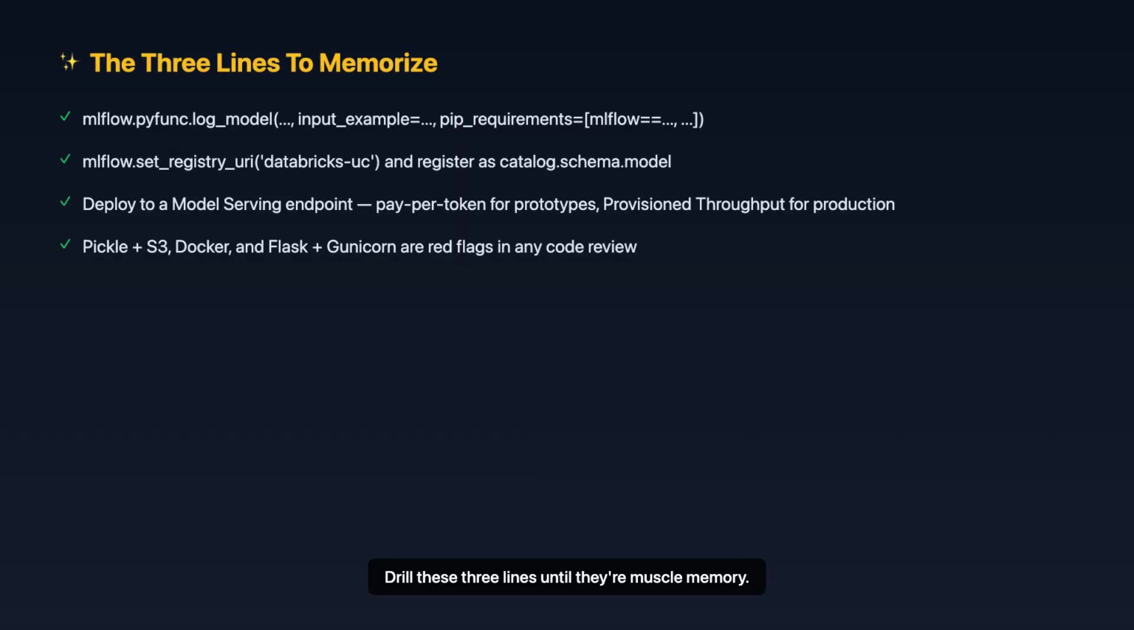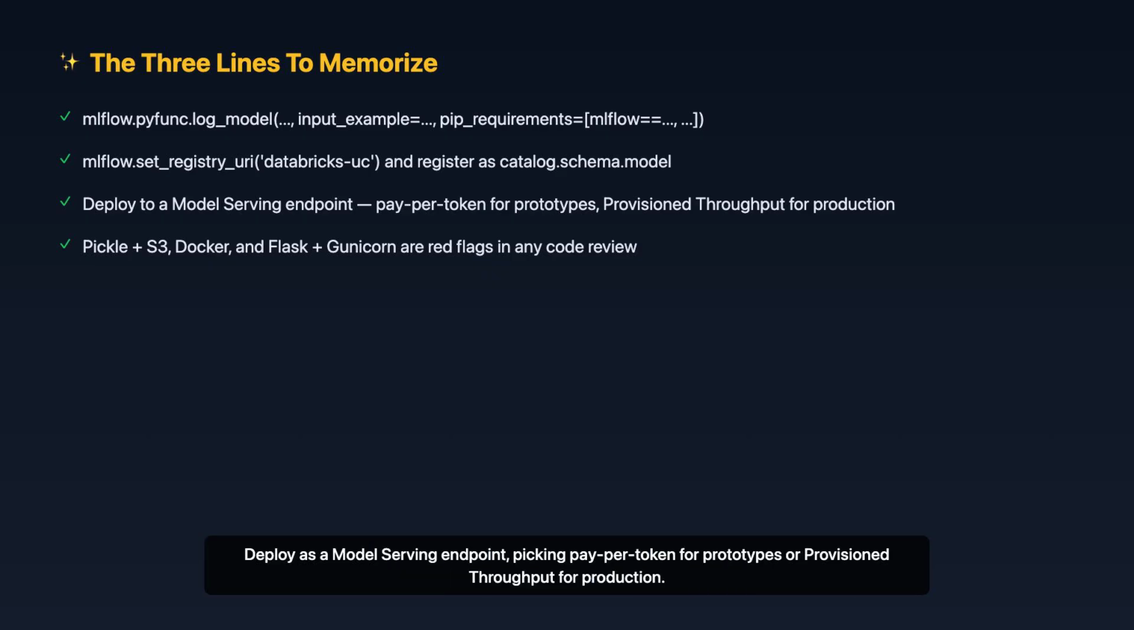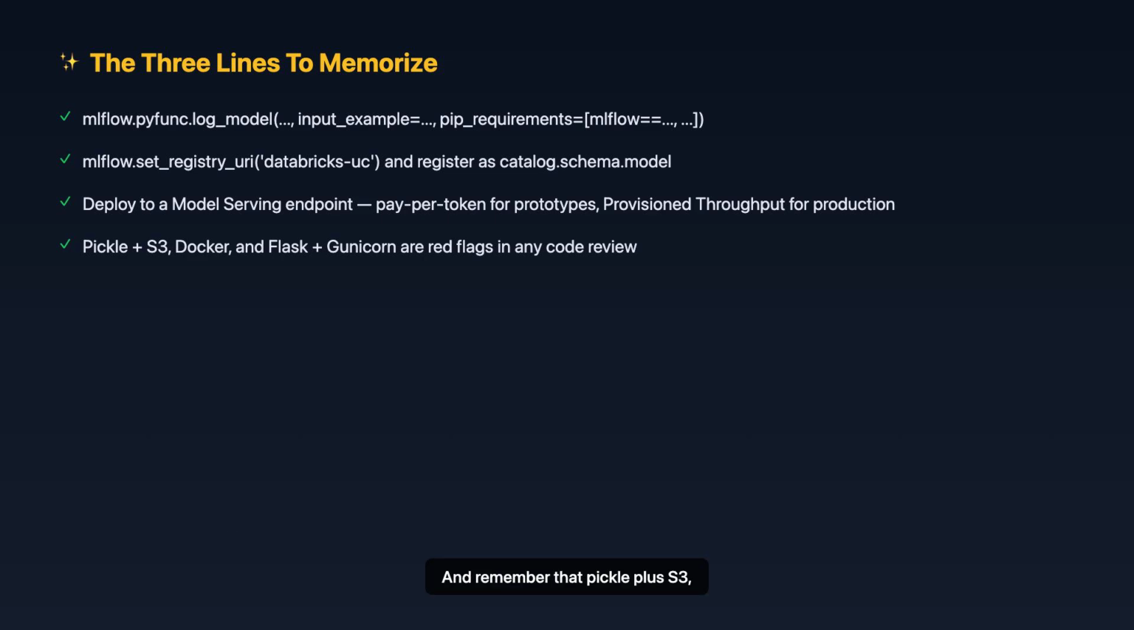Drill these 3 lines until they're muscle memory. Log with mlflow.pyfunc.log_model, providing an input example and pinning mlflow alongside your real dependencies. Point the registry at databricks-uc and register under a 3-level name, catalog.schema.model. Deploy as a model-serving endpoint, picking pay per token for prototypes or provisioned throughput for production. And remember that pickle plus S3, hand-rolled Docker, and Flask plus Gunicorn are red flags in any Databricks code review.